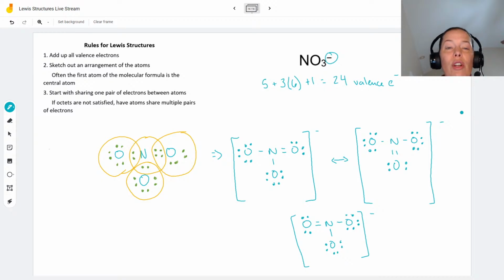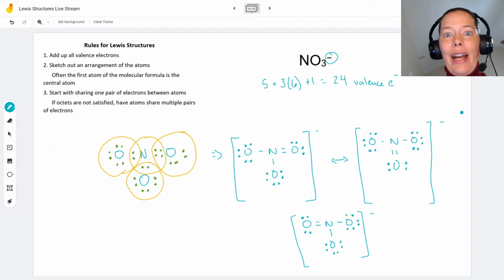So this Lewis structure has 3 resonance structures, or 3 valid Lewis structures. A lot of times you'll see resonance will maybe just be between 2 different structures, but know that you can have more than one resonance. In this case, we had 3 different resonance structures.